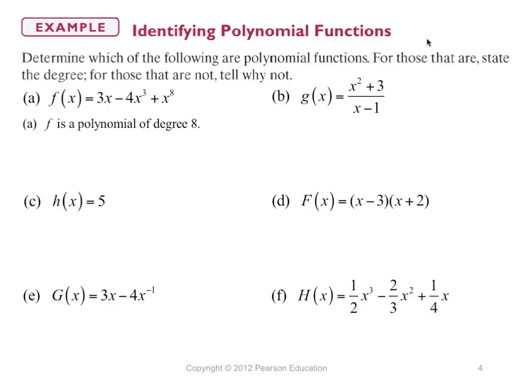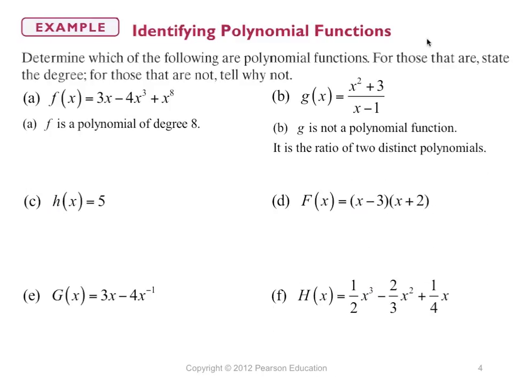Now if we look at B, if we look at the numerator, x squared plus 3, that is actually a polynomial of degree 2. And if we look at our denominator, x minus 1, that's actually a polynomial of degree 1. But together, when we divide them, they're not going to be a polynomial. It's going to be something called a rational function, which we're going to talk about in just a little bit. But g is not actually a polynomial function. It's the ratio of two distinct polynomials.